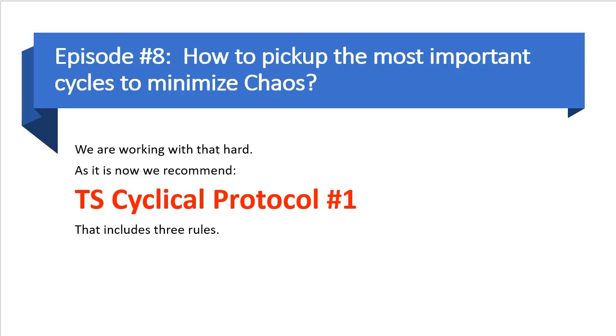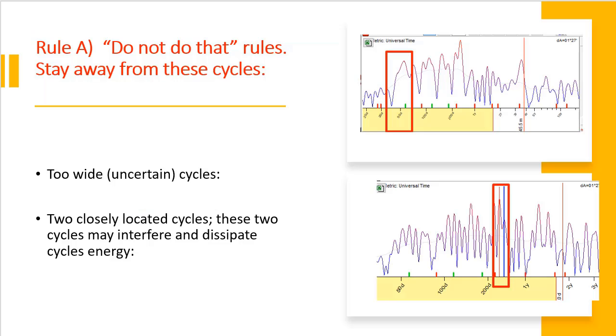So, the Timing Solution protocol number one includes three sets of rules. Rule A. These are kind of "do not do that" rules. Stay away from cycles that are too wide. You see, stay away from cycles like this. This cycle is too wide. Better use more certain cycles, like this one. But this cycle, it's very wide.